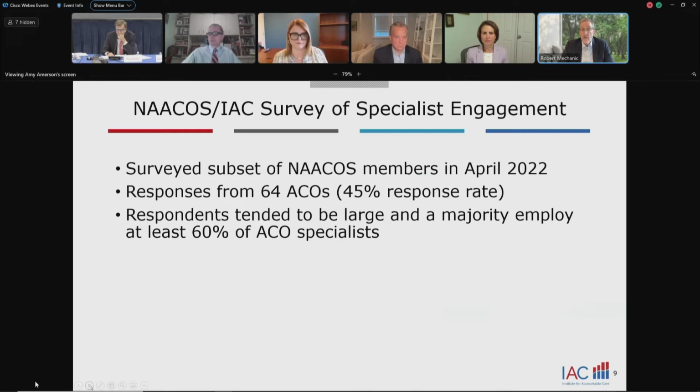All right, we did a survey of specialist engagement across ACOs. This is by no means statistically valid, but we'll say it's a convenient sample. It's not meant to be generalizable. We've got 64 responses. The respondents are really non-typical. They tend to be larger, they tend to have hospitals, and they tend to employ their specialists. But this does give you sort of a flavor for where ACOs feel they are in this area. If you could go to the next slide, please.